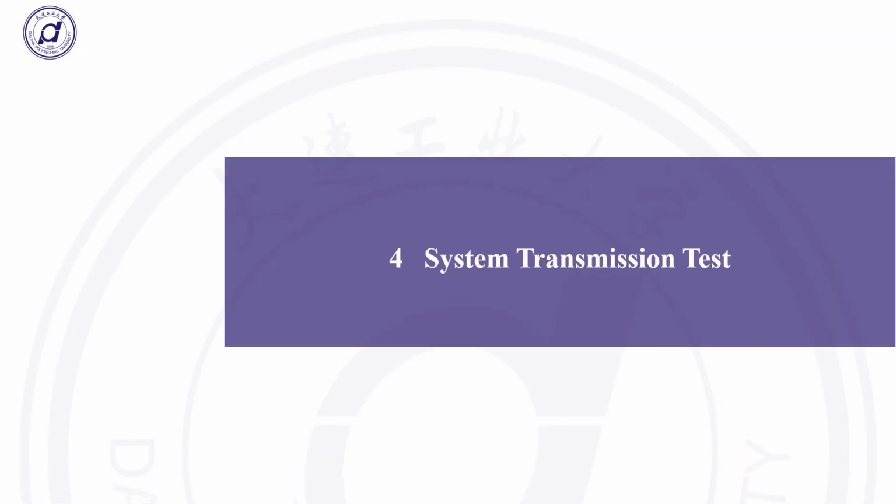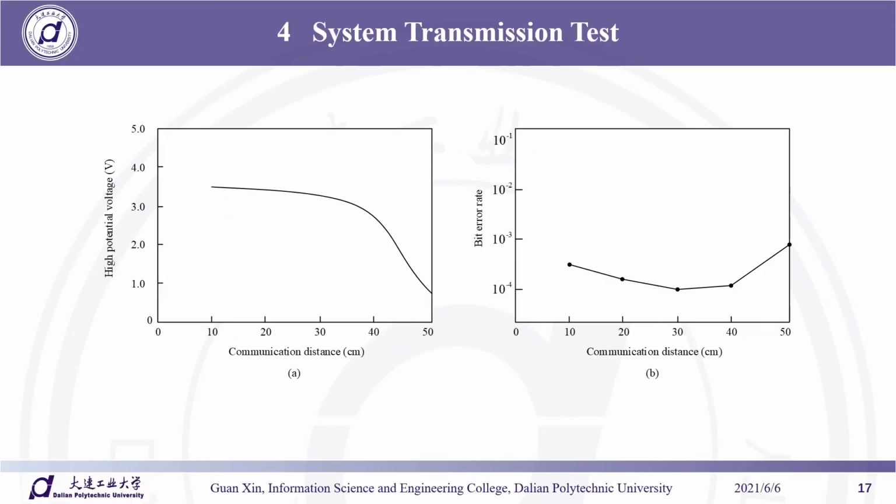Part 4. System Transmission Test. To simulate the CT image terminal, connect the USB to the upper computer at the transmitting end and power on the transmitting end, then connect the USB to the lower computer at the receiving end and power on the receiving end. Under normal lighting conditions in the library, the transmitter and receiver faced each other at the center distance, and the bit error rates at distances of 10, 20, 30, 40, and 50 centimeters, and the high voltage signal at the receiving end, were counted separately.